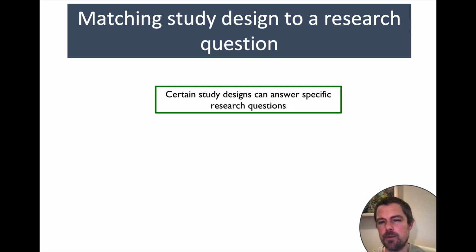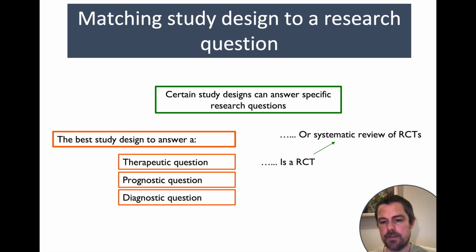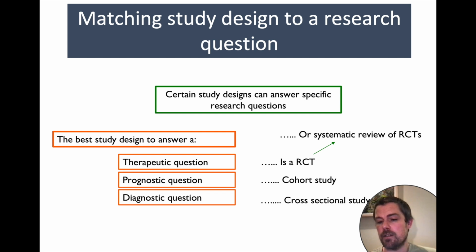Okay, we've also alluded to this, so it's getting a bit easier. But if you had a therapeutic question, does this drug improve this outcome? The best study to answer that question would be a randomized trial or a systematic review of randomized trials. If you were interested in, what is the risk, this exposure, is it linked to this outcome? The best study would be a cohort study. And diagnostic questions are a little bit more complicated, but you might use a cross-sectional study, but even randomized trials could be used to look at the impact of a diagnostic test.